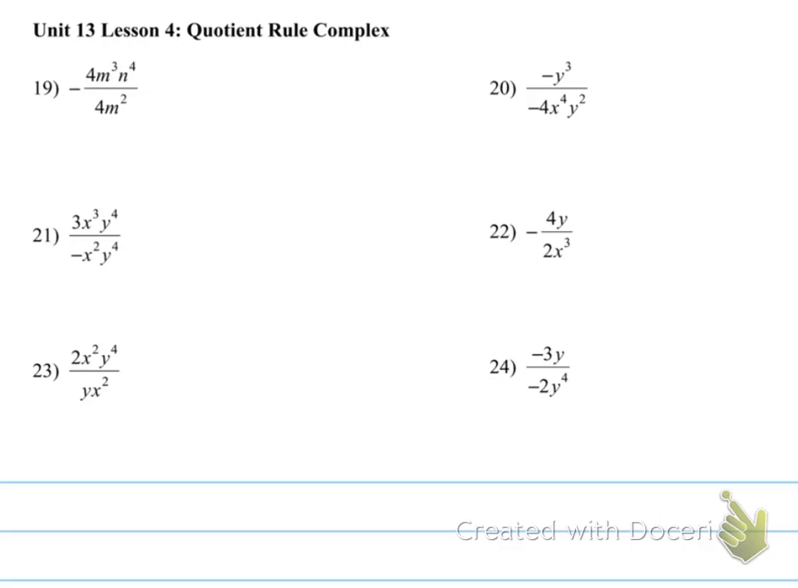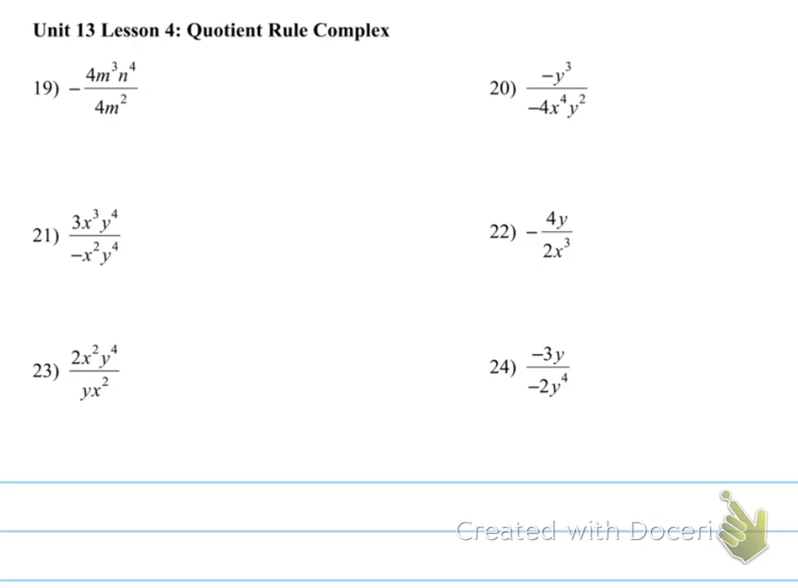Again, we're doing the quotient rule. Quotient means divide, and we know that when we divide exponents, we subtract the little numbers. Okay, so again, we need the same base, then we can work with the little numbers. If we don't have the same base, just use the regular operations.